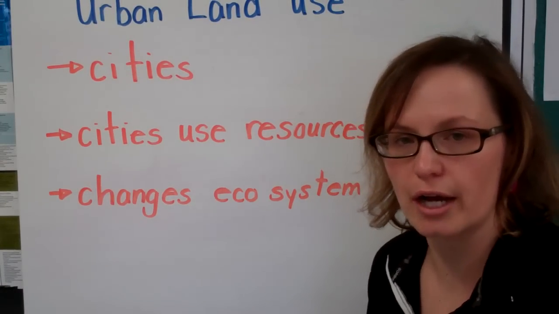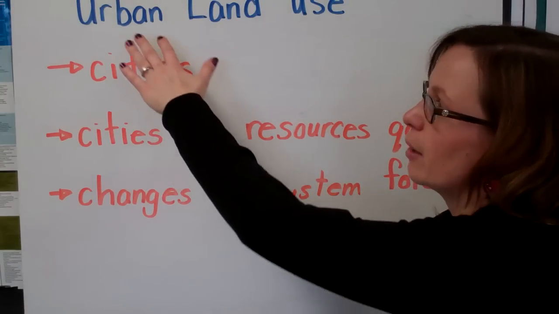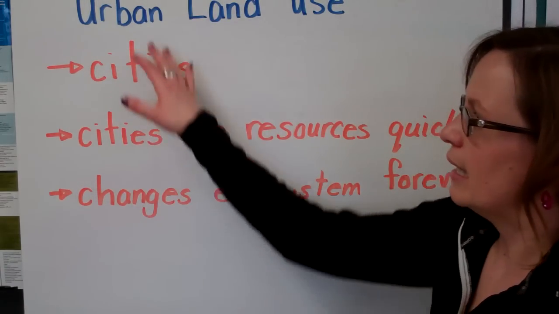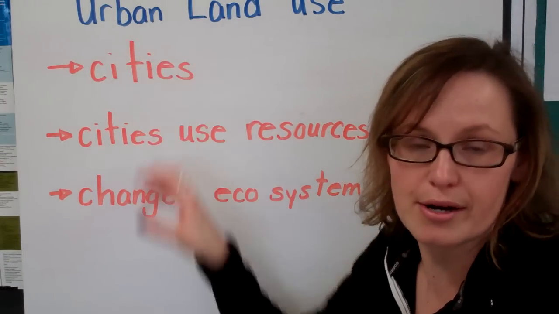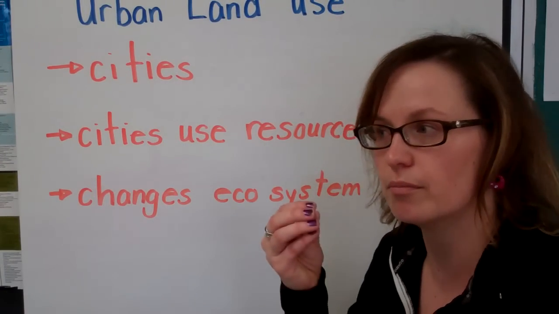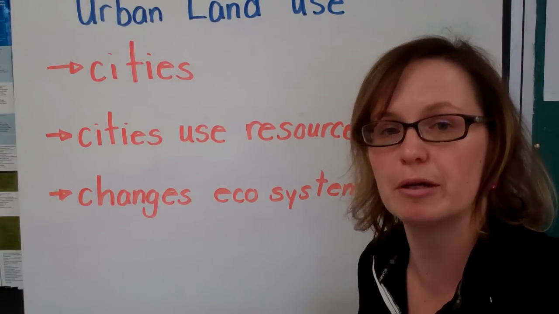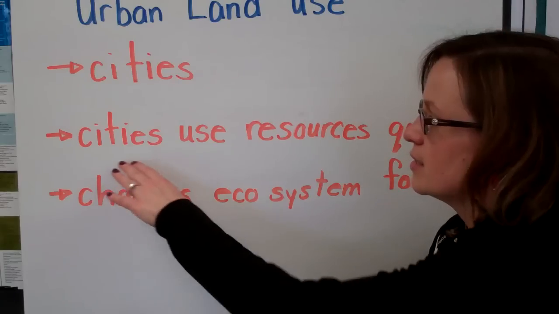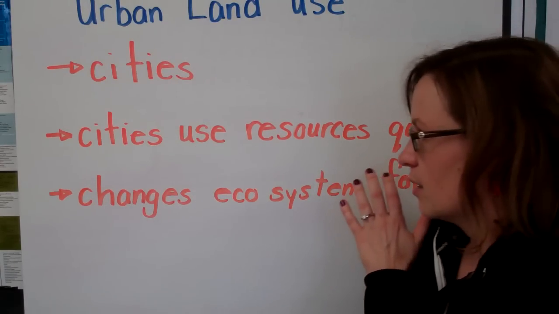Today I'm going to continue to talk about people on the earth, but specifically about urban land use. Now, in an urban area, this is generally where our cities are. So the cities have a higher population, more dense population, so a large group of people in a smaller area. Cities use our resources quickly.